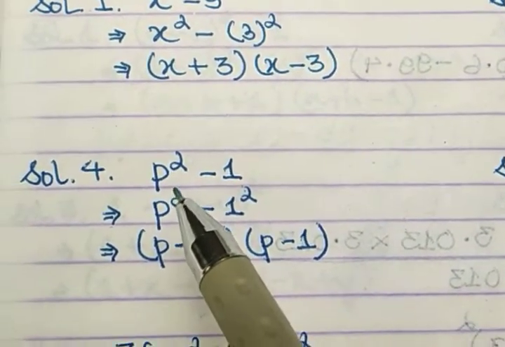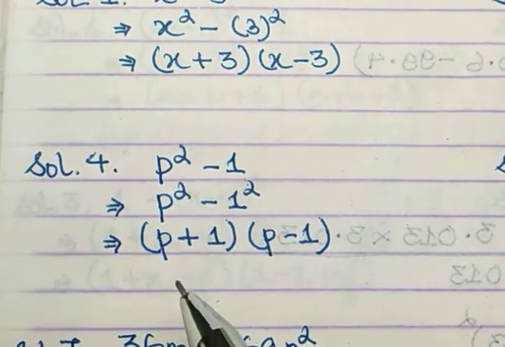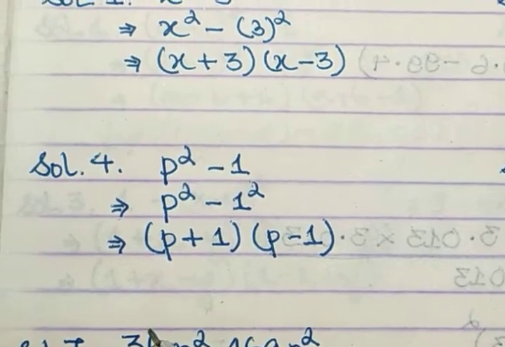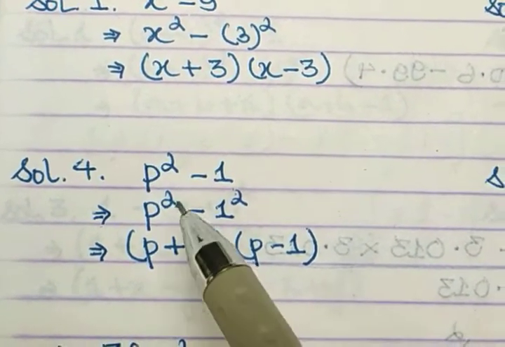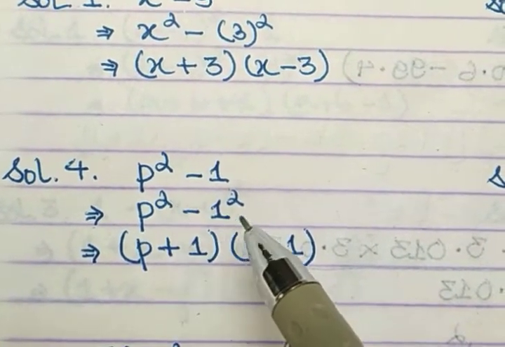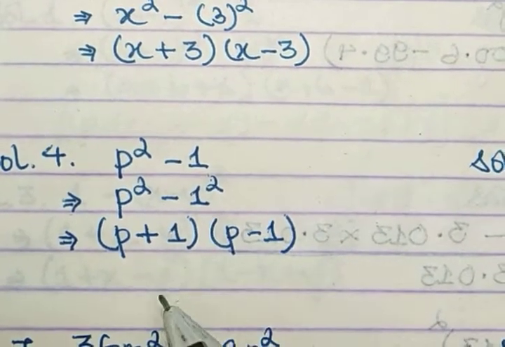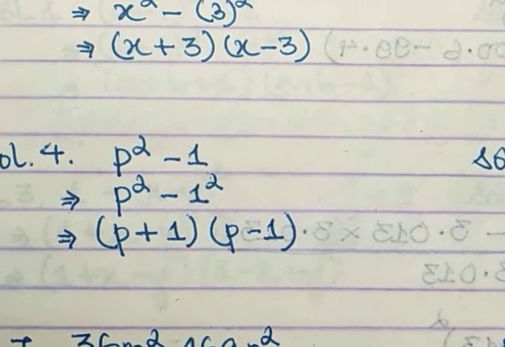For question number 4, we have p square minus 1. We know that 1 is a perfect square of 1 itself, so we can write 1 as 1 square. So p square minus 1 square. Again a square minus b square form, a plus b into a minus b.